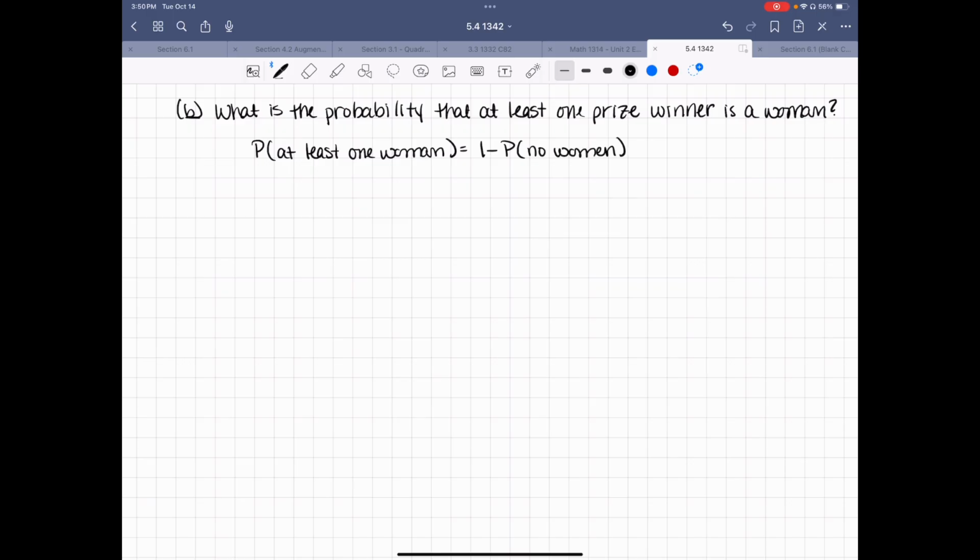Well, the probability of no women is the same as the probability of all men, right? So this is 1 minus the probability of all men, which we found in part A. So this becomes 1 minus 0.0056, and that's going to equal 0.9944. So there's a 99% chance that at least one of the prize winners will be a woman.